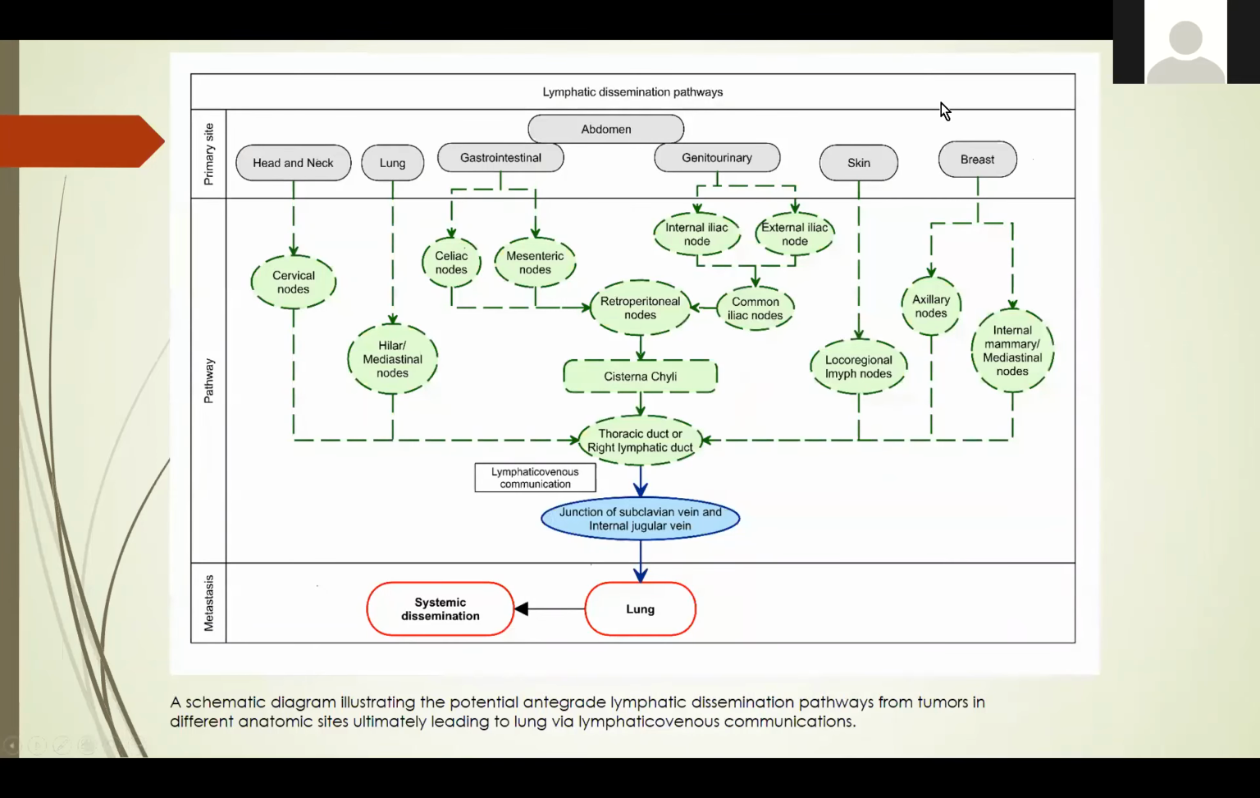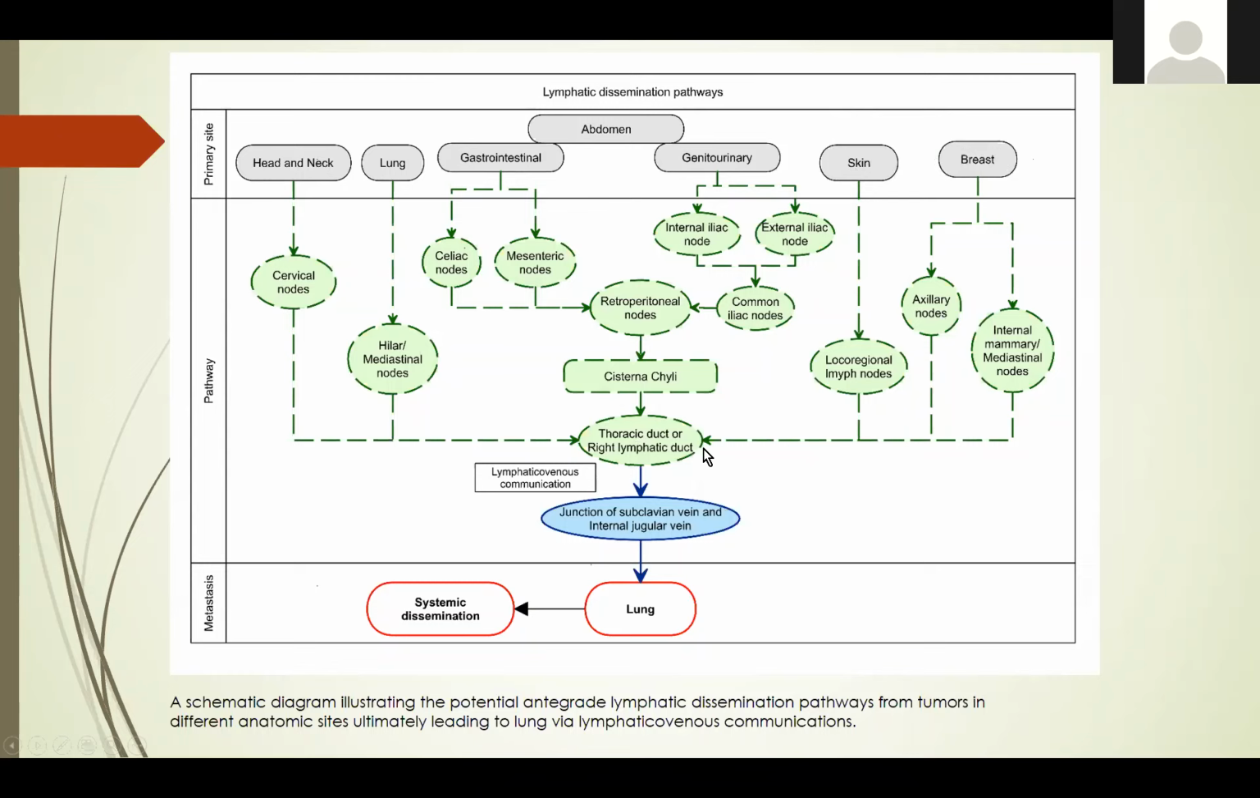So here is a schematic to illustrate the same thing. How does lymphatic dissemination occur? This is about antegrade lymphatic dissemination. Head and neck tumors go to cervical nodes, mediastinal hilar nodes, celiac, mesenteric for the gastrointestinal tract, and then internal iliac, external iliac, retroperitoneal nodes, cisterna chyli, thoracic duct, extremity, skin or breast lesions.